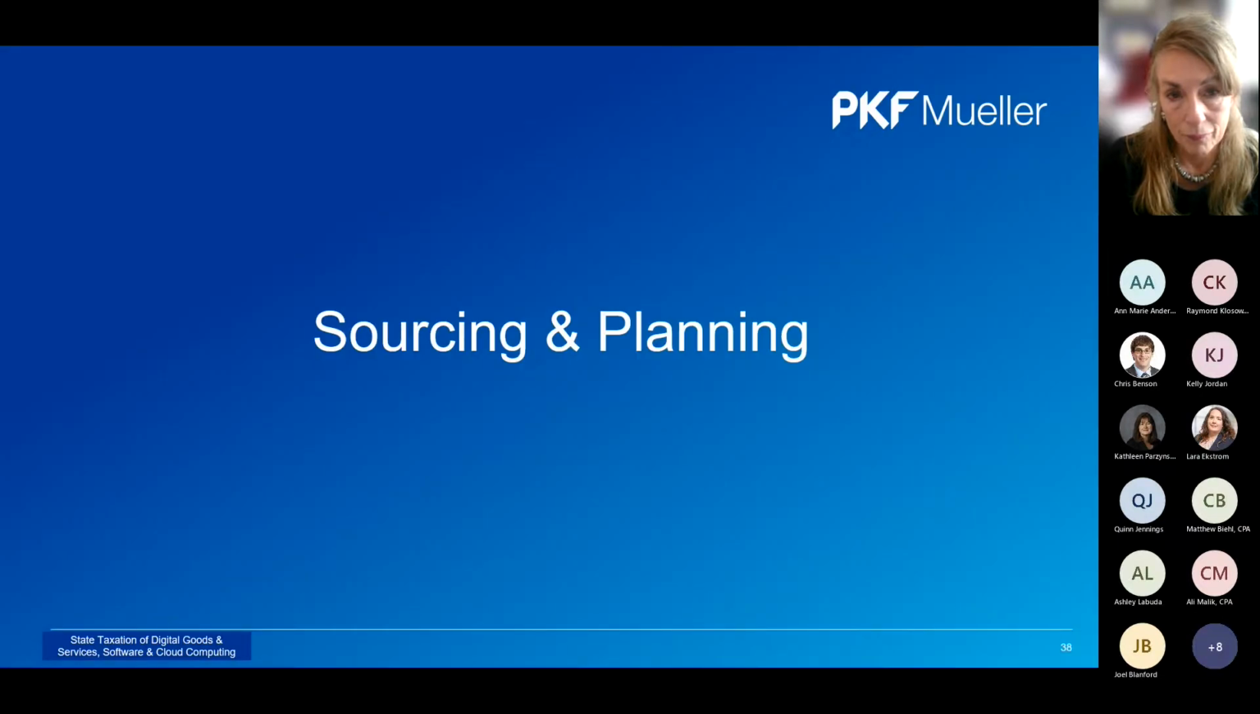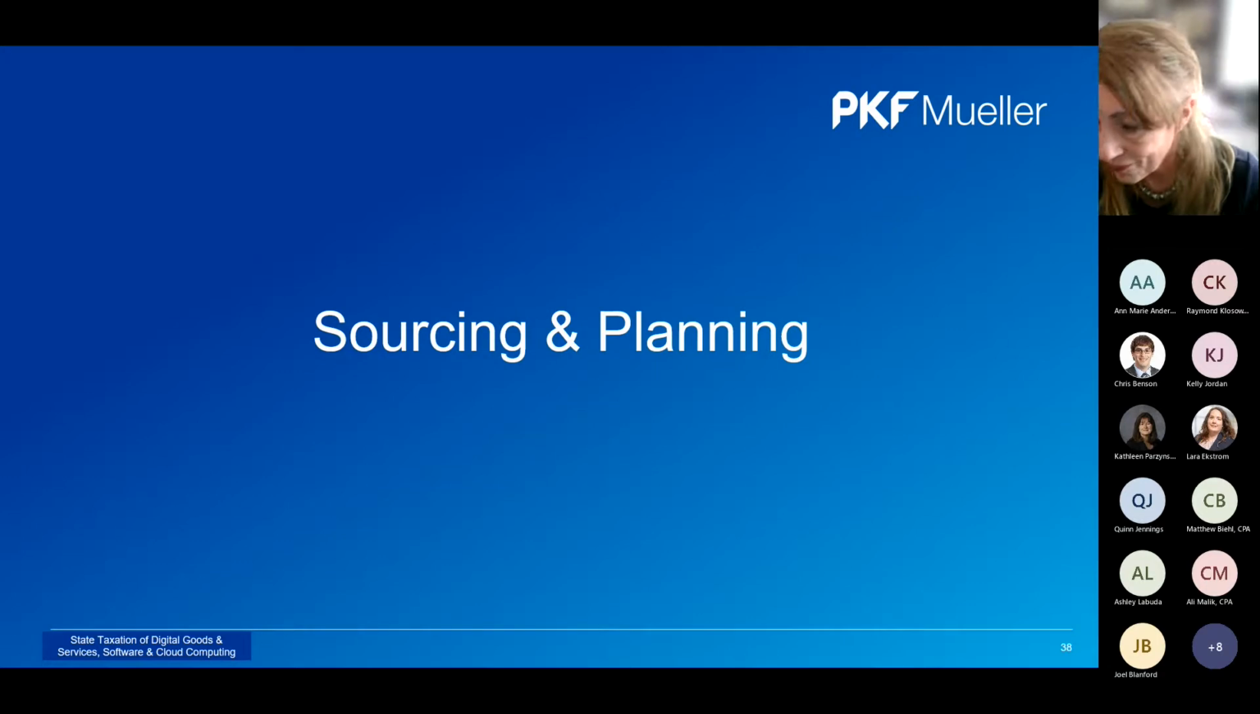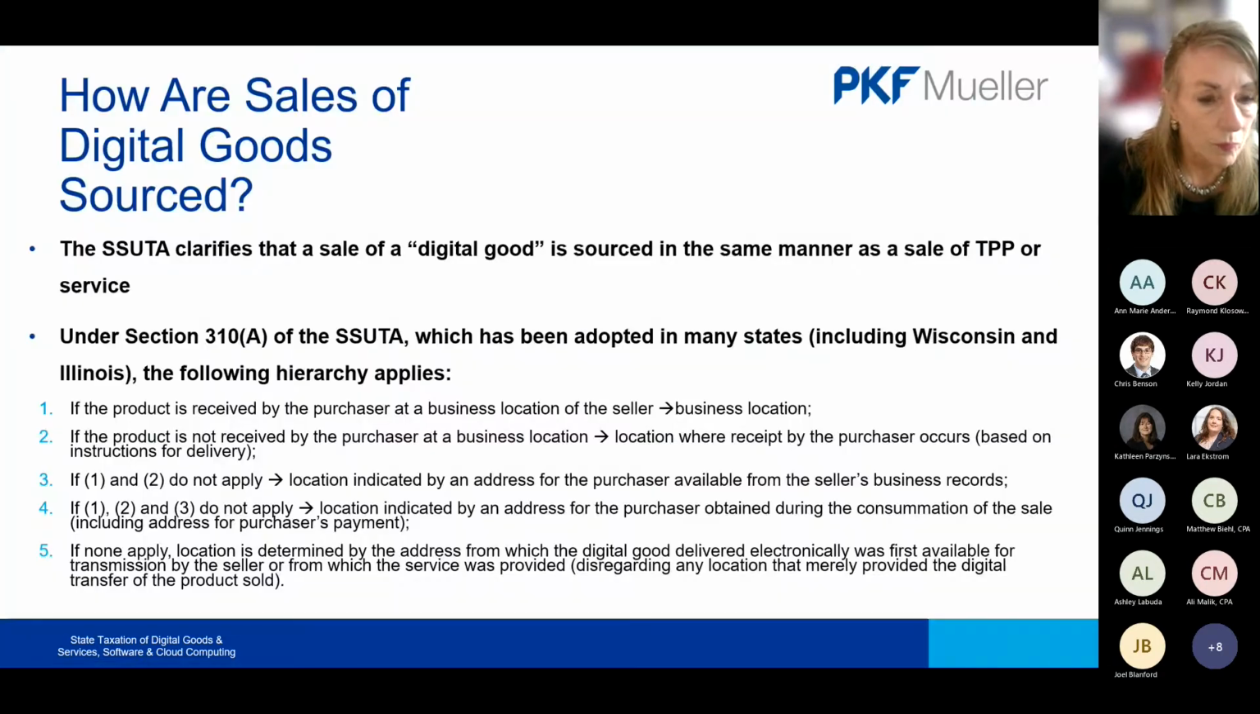So now we've touched on the latter end of the presentation. We're just going to touch a bit on sourcing and planning. So the SSUTA, again, that's the Streamlined Sales and Use Tax Agreement. They clarify that the sale of a digital good is sourced in the same manner as tangible personal property or a service. So we really need to think, and I'm sure we're hitting you over the head like a drum here, but any type of digital good or kind of digital service, for the most part, obviously it does vary state to state, as we just went over, but for the most part, these are treated as a similar product or service as tangible personal property.